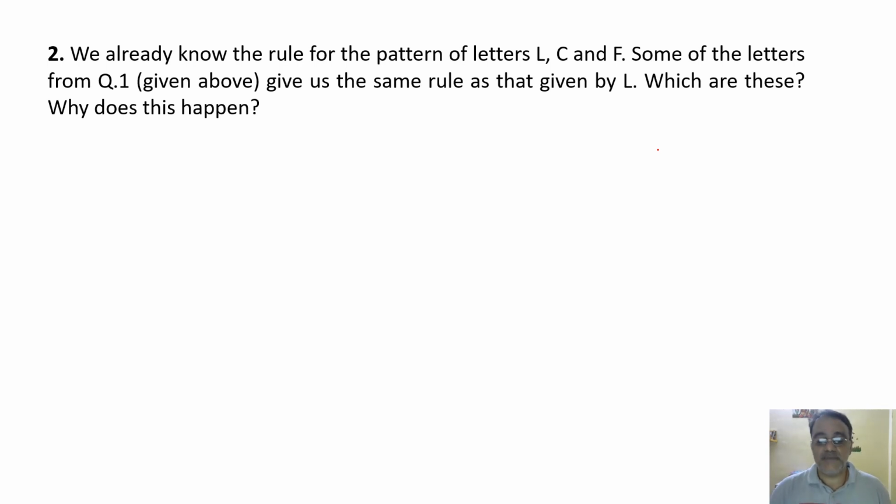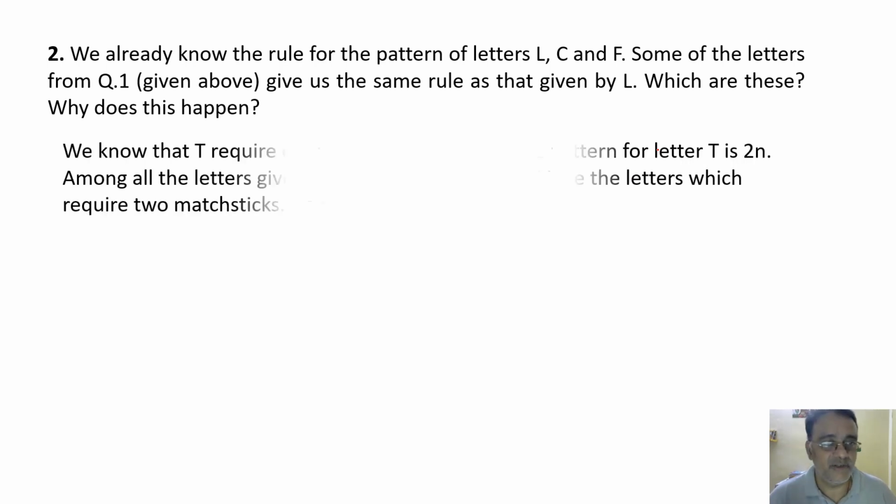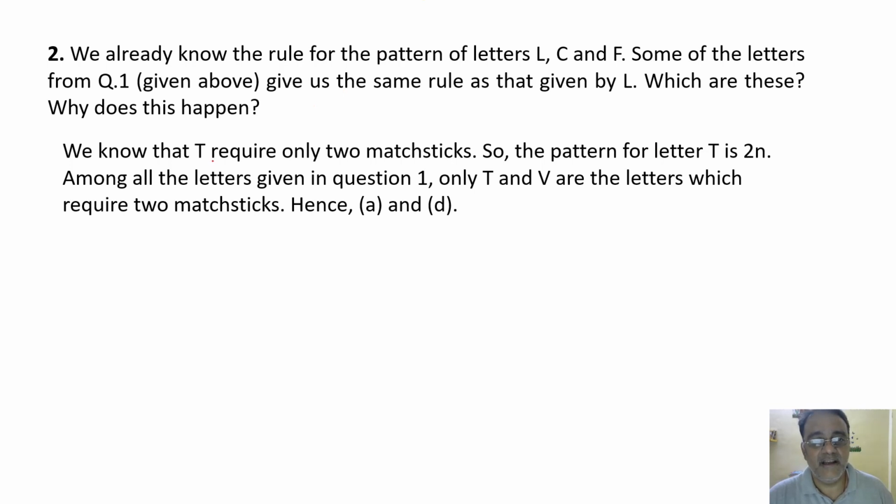देखो 2n किस में आया था? एक V में आया था, right? V में 2n आया था, T में 2n आया था, और किस में आया था? Only T and V, बाकी में नहीं आया था, right? So we know that T requires only 2 matchsticks. So the rule for letter T is 2n. Among all the letters given in question 1, only T and V are the letters which require 2 matchsticks. Hence the answer is A and D, right?